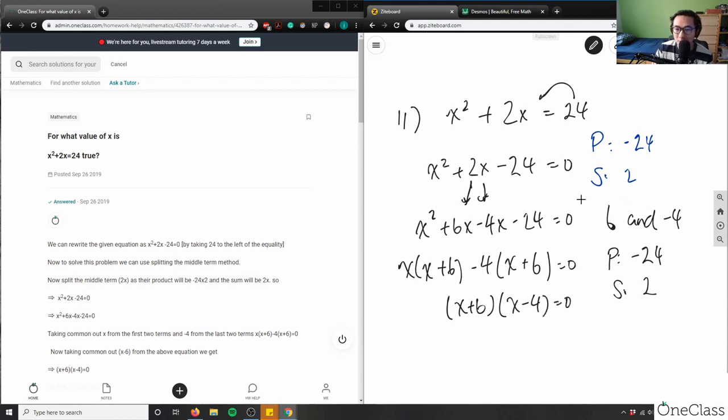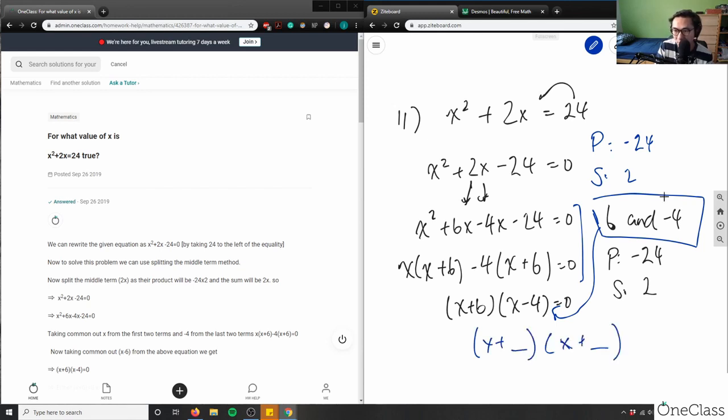I didn't actually have to do this entire step, because I could factor by inspection. The moment you get these two numbers, 6 and negative 4, you can immediately write x plus 6 and x minus 4 without going through this step. It's always x plus some term and x plus some term, depending on the signs of your factors.